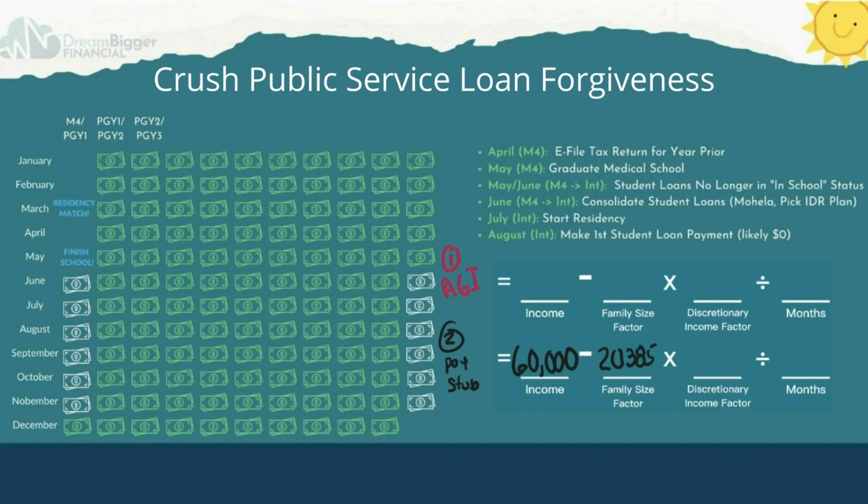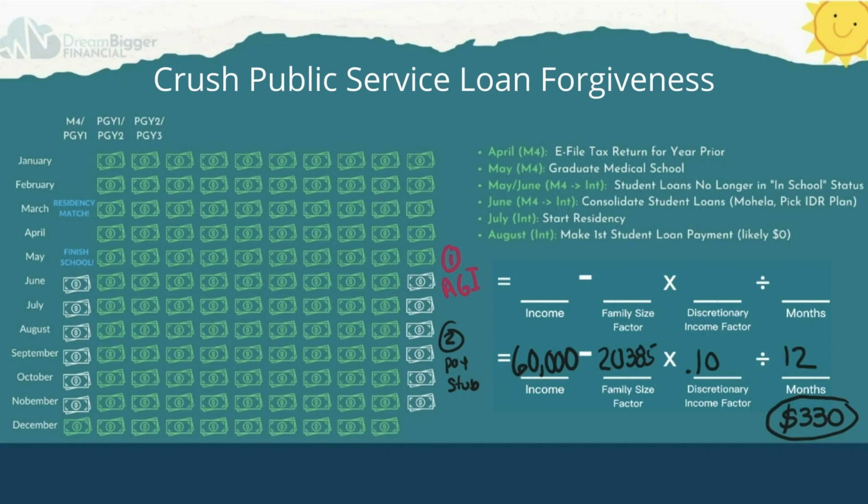Then we multiply it by our discretionary income factor. That is going to be 10% or 0.1. And that brings us to our annual student loan payment of $3,962. If we divide that by 12, we get a monthly student loan payment of $330. So if we use our pay stub, our first year of payments would be using $330.